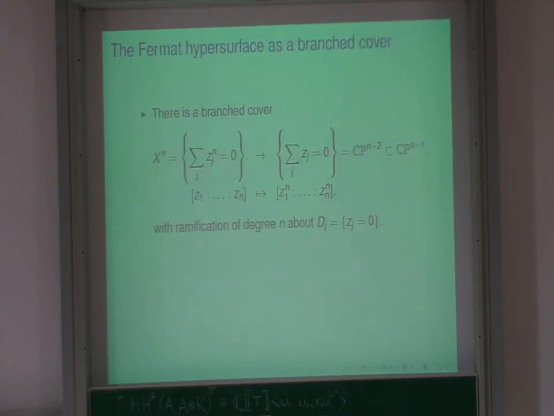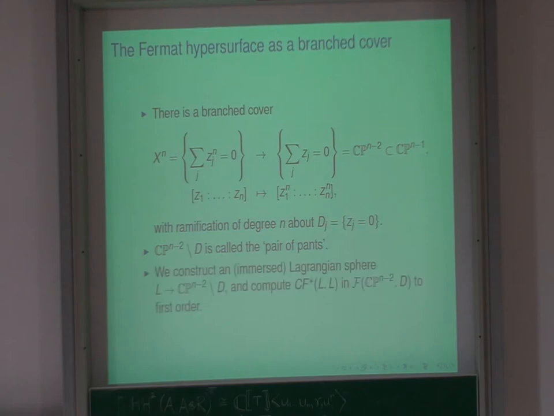So now let's look at this hypersurface as a branch cover. If you look at Xn as the degree n hypersurface, it's a branch cover of CP^(n-2), just by this map, very simply. And it has a ramification of degree n about each of the divisors. So this CP^(n-2), after we remove n divisors, is what's called the generalized pair of pants. In particular, CP^1 minus 3 points is what we usually think of as the pair of pants.